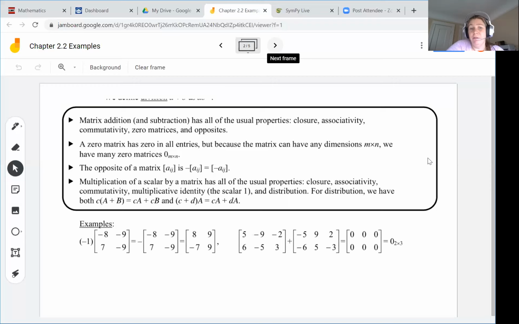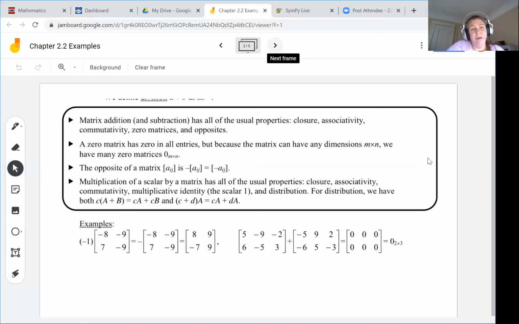The opposite of a matrix, for example, the matrix Aij, is negative Aij, and that negative distributes inside the matrix. We'll see that in our first example here. And then multiplication of a scalar by a matrix has all of the usual properties: closure, associativity, commutativity, multiplicative identity, using the scalar 1, and distribution.